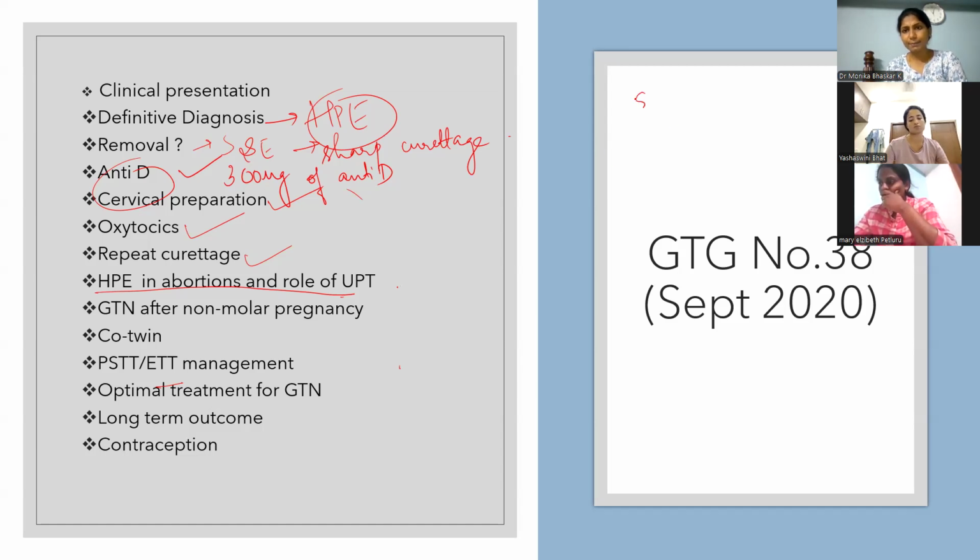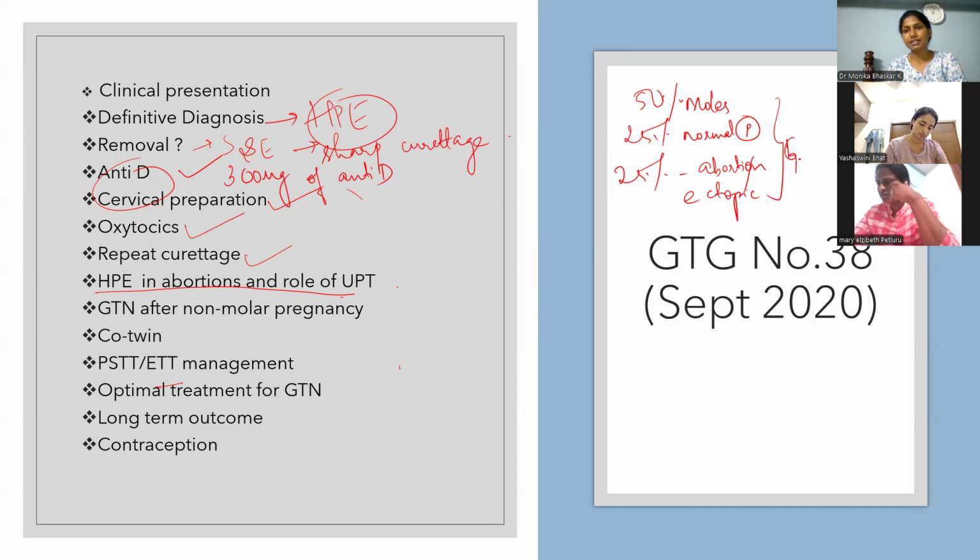Because 50% of moles, 25% of normal pregnancies, and 25% of abortions or ectopics can progress to GTN. So it is not only molar pregnancy which can progress to GTN or persistent trophoblastic disease. Even in a normal pregnancy there is risk. Even in abortion or ectopic there is risk.